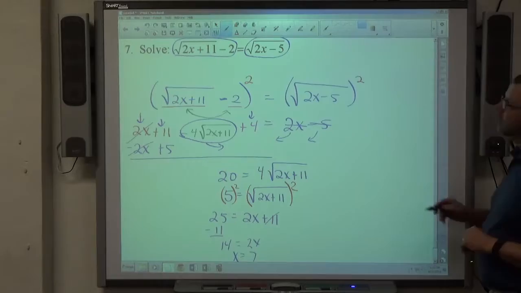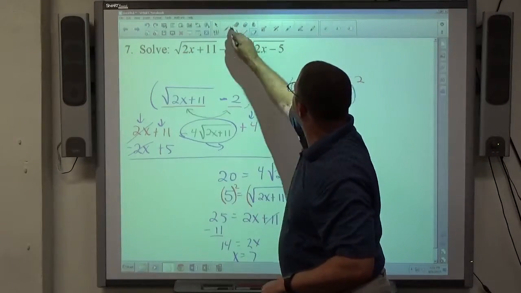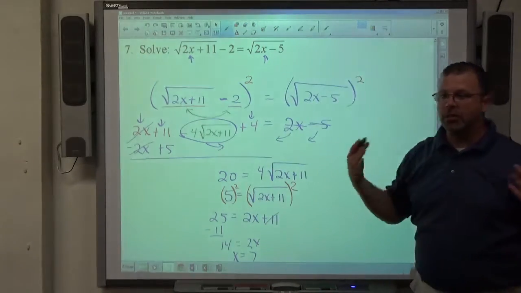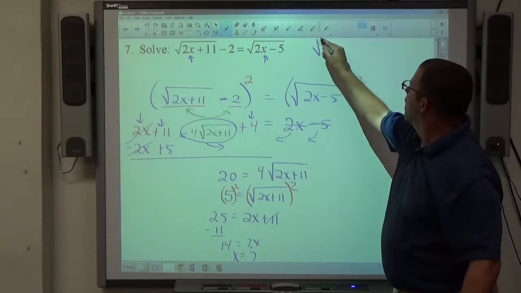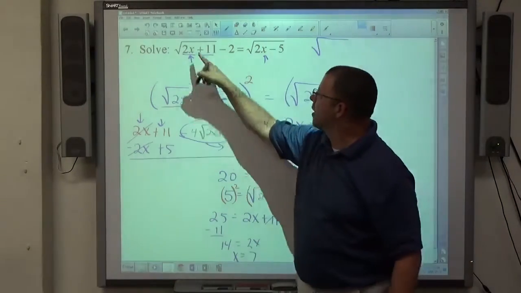So we go back to the problem as it was written initially. We change both the x's into 7s and work it out to see if it actually makes a true statement. I'm actually going to mentally do some math here. So I'm putting 7 in place of x.